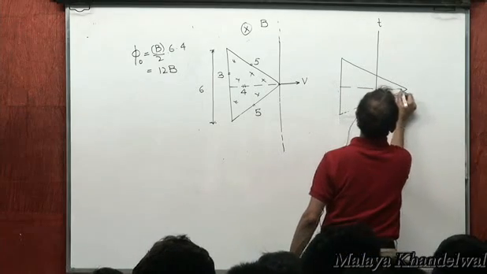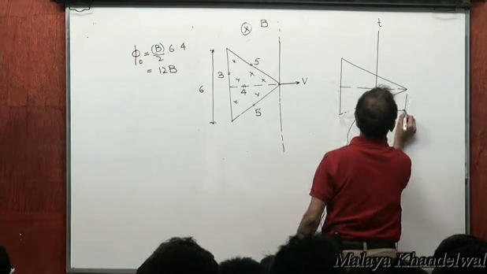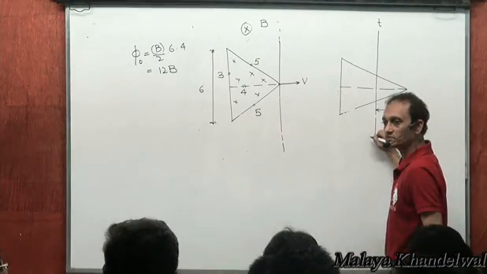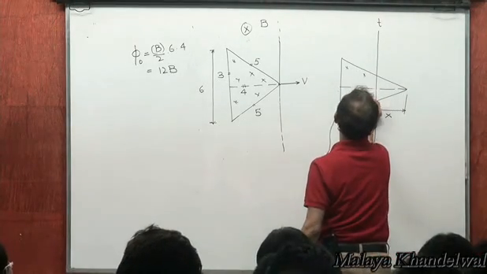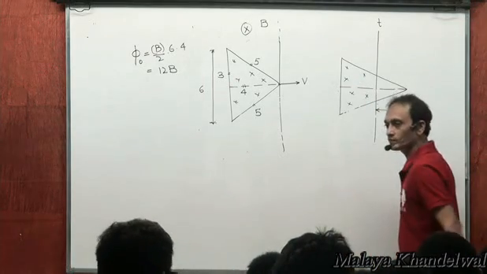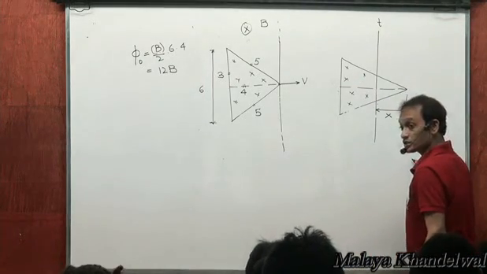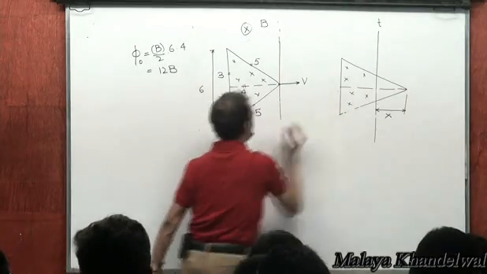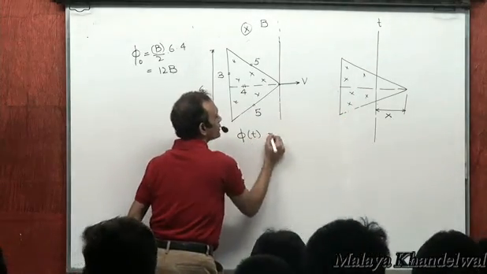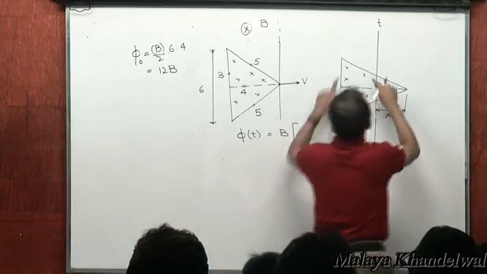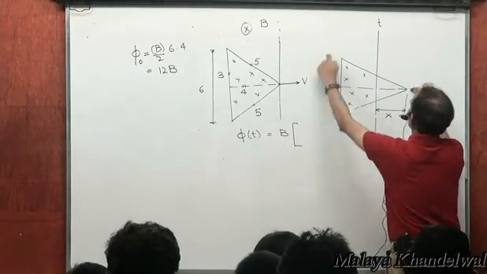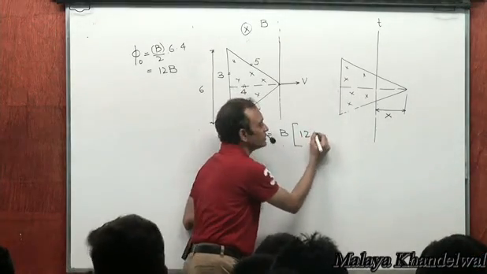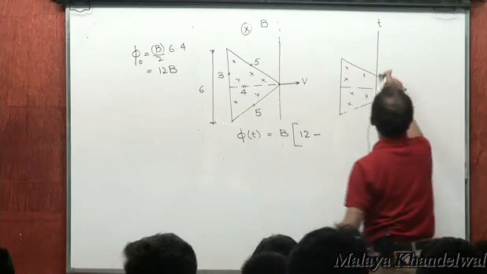say x units of the triangle comes out, right? Now B is exposed only to this trapezium, right? So the new flux, at an instant of time t, is going to be B into this area, which is the area of the bigger triangle, 12 square units, minus the area of the smaller triangle.